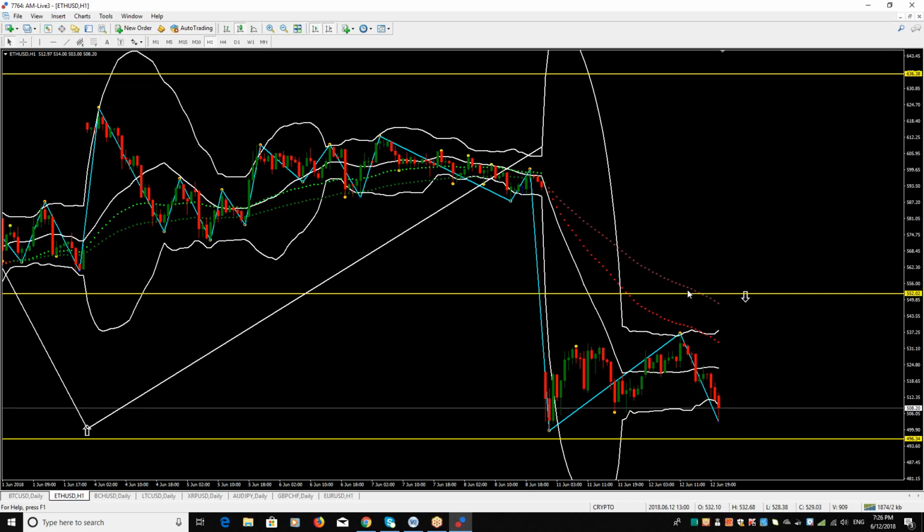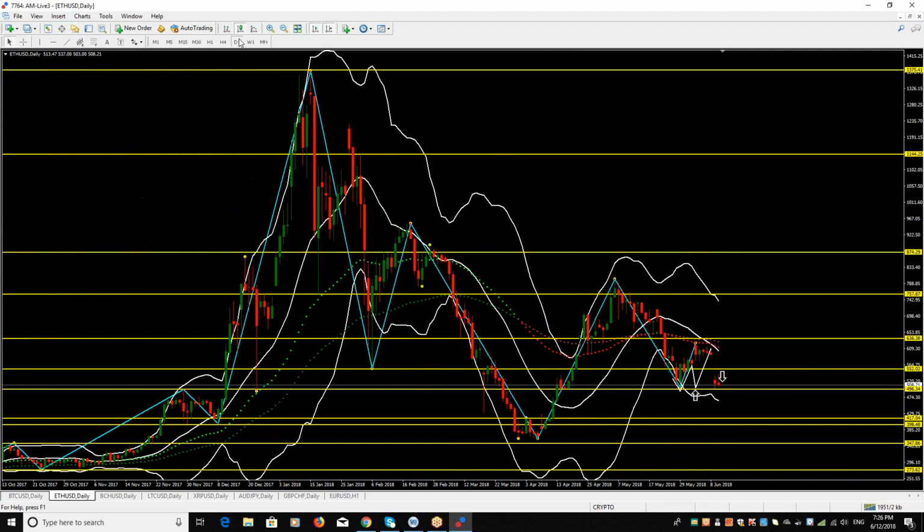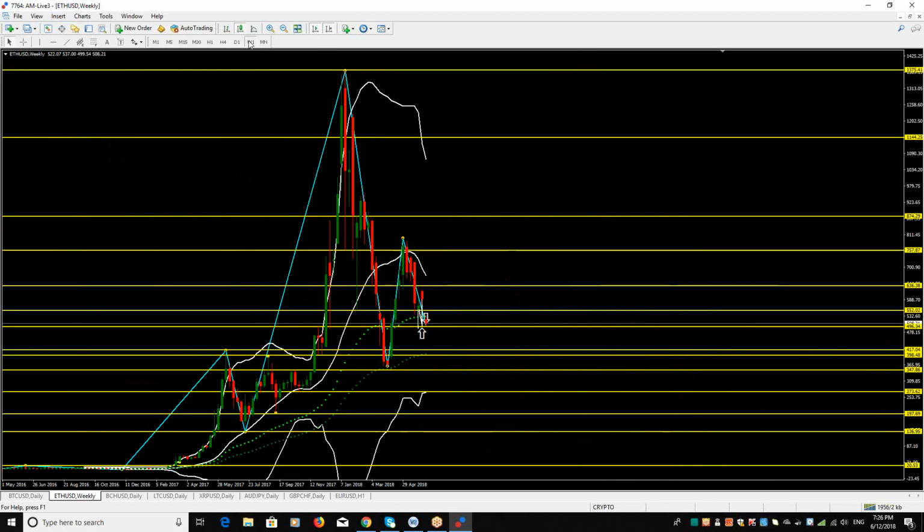So are we going to follow the rule? Or what we could do, we could say, okay, let's go to the 4 hour chart and see what color it is. Let's see what it will look like on the daily. Still red. Weekly, green. So you see how it changes on the different time frames.